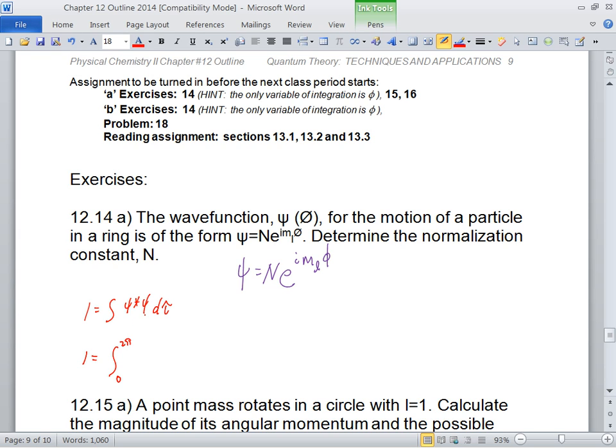N e to the negative i m sub l phi, times e to the i m sub l phi. Why is it negative? Because of the complex conjugate, exactly. So then this would just be i m sub l phi, d phi.